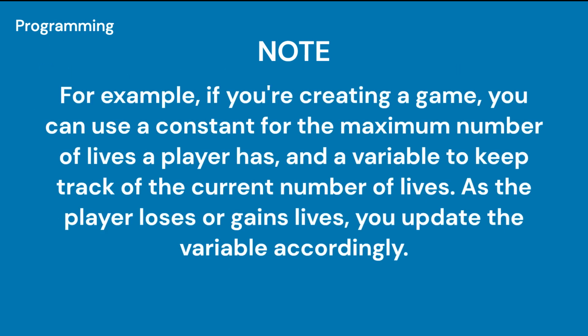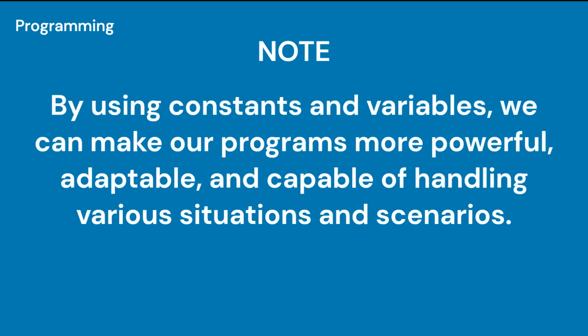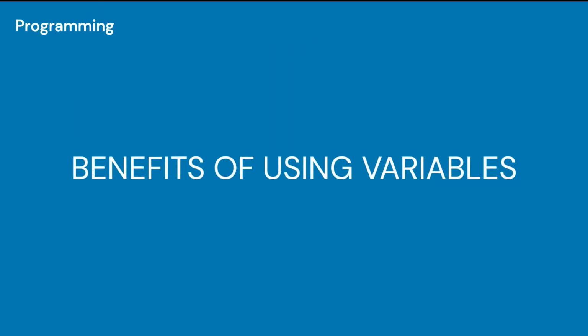For example, if you're creating a game, you can use a constant for the maximum number of lives a player has, and a variable to keep track of the current number of lives. As the player loses or gains lives, you update the variable accordingly. By using constants and variables, we can make our programs more powerful, adaptable, and capable of handling various situations and scenarios. Now let's take some few importance or benefits when using constants and variables.